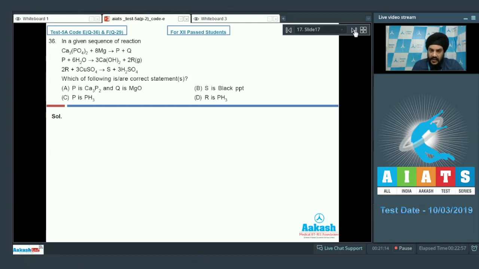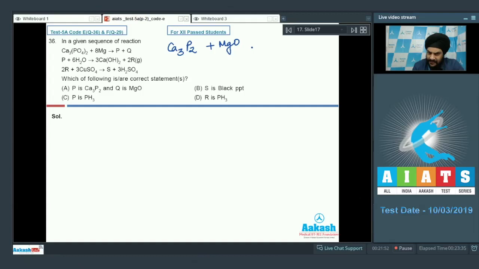Question number 36. In a given sequence of reactions, we have calcium phosphate reacting with Mg. Calcium phosphate on reaction with Mg will produce calcium phosphide and MgO. So we have the formation of Ca3P2 and MgO. What has happened in this reaction is that magnesium has reduced the phosphorus. Phosphorus was present in a state of +5 in this case, and it was converted into -3 in the product. So this is the set of products P and Q which is formed in the first reaction.